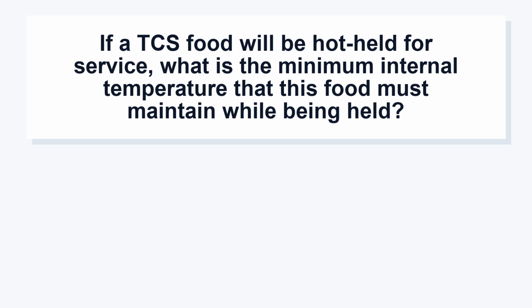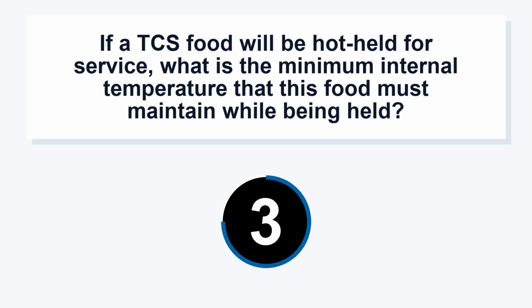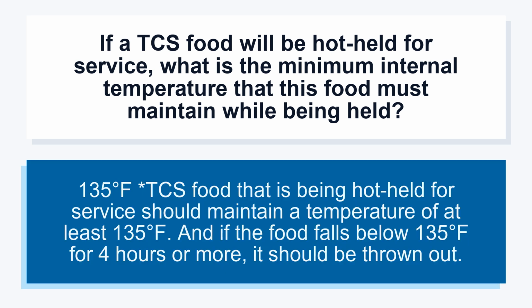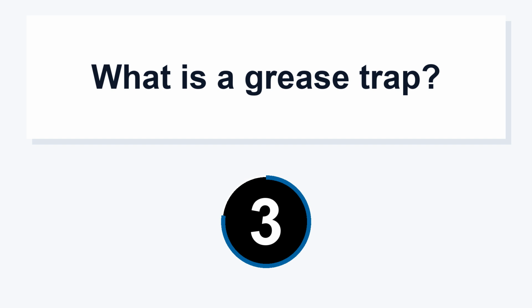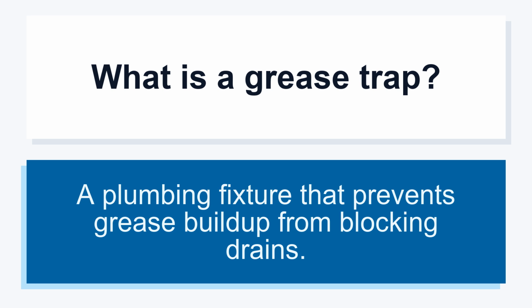If a TCS food will be hot held for service, what is the minimum internal temperature that this food must maintain while being held? 135 degrees Fahrenheit. TCS food that is being hot held for service should maintain a temperature of at least 135 degrees Fahrenheit. And if the food falls below 135 degrees Fahrenheit for 4 hours or more, it should be thrown out. What is a grease trap? A plumbing fixture that prevents grease buildup from blocking drains.